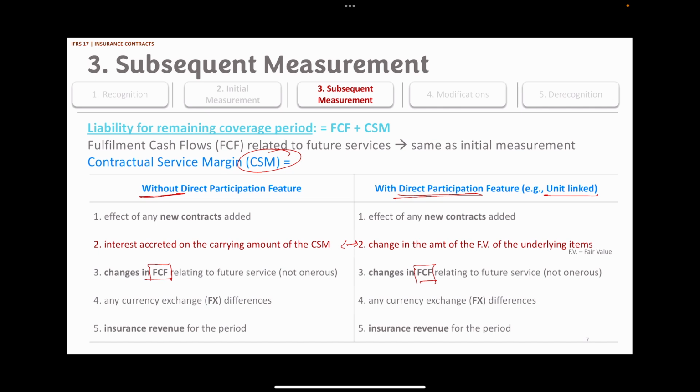Four other components that should be adjusted in CSM value are: any changes for new contracts that should be added into the group of insurance contracts, and unwind of interest income. At the initial recognition, we discounted future cash flows for time value of money. Now it's time to unwind and recognize them into the CSM. Then adjust for any foreign exchange differences, and finally amortize CSM into the P&L. This is the insurance revenue for the period. When it comes to contracts with direct participation feature, the treatment is very similar, except instead of interest unwind, here changes in fair value of the underlying items are captured into the CSM.